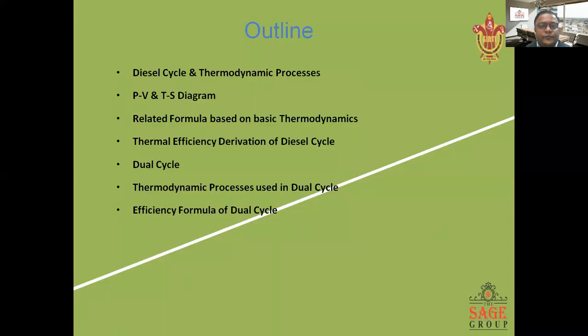This is the outline of today's lecture: the diesel cycle and its thermodynamic processes, PV and TS diagrams, related formulas based on basic thermodynamics, thermal efficiency derivation of the diesel cycle, the dual cycle, thermodynamic processes used in the dual cycle, and the efficiency formula of the dual cycle.